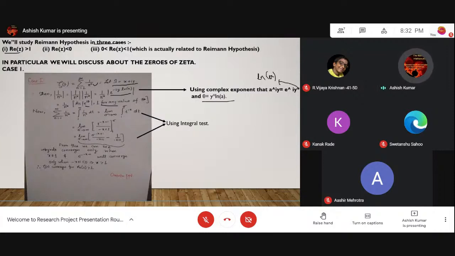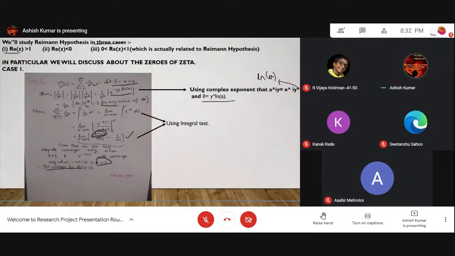And using the integral test, we can get this limit. We can see here that this integral converges only when x is not equal to 1, and will converge only when minus x plus 1 is less than 0. This implies that x is greater than 1. Then we can say that the series converges for real part of s greater than 1.